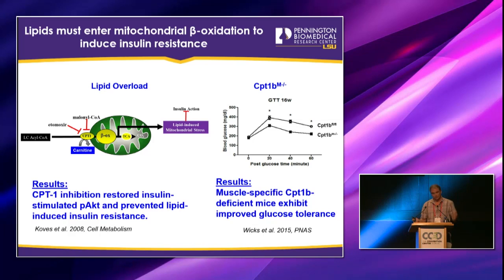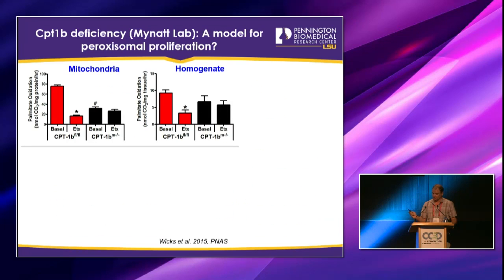So, naturally we were excited about this. We wanted to pursue it a little bit further. So one of the first studies that we did was we isolated mitochondria from these animals, and we measured palmitate oxidation in the presence and absence of etomoxir, which is the CPT1 inhibitor. And as you can see in our control animals, etomoxir effectively decreased palmitate oxidation, whereas that regulation is lost in the knockout animals. And in the knockout animals, we also see about a 60 to 70% decrease in total palmitate oxidation in the mitochondria, which basically confirms the genotype.